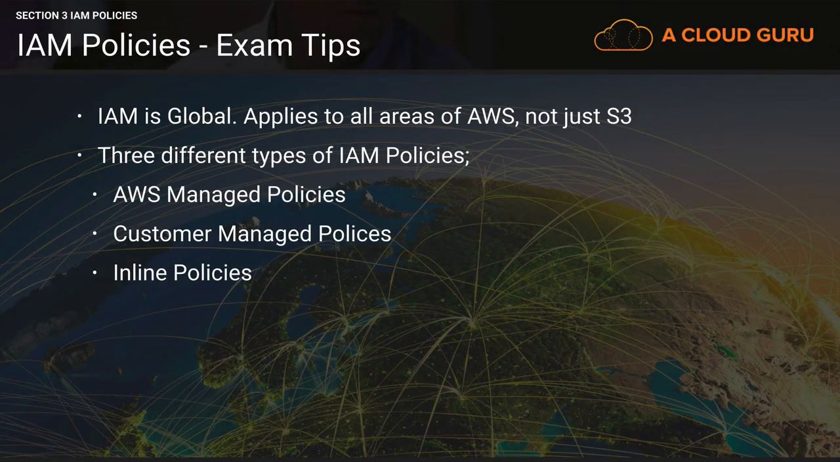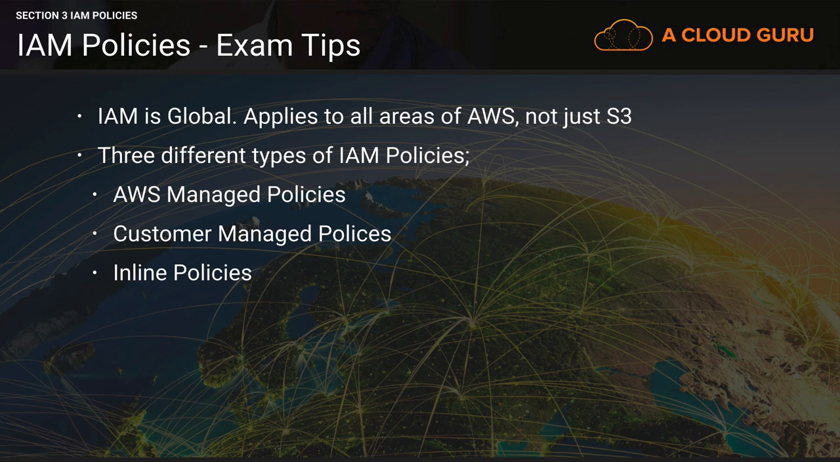So before we do that, just remember this going into your exam. IAM is global. It applies to all areas of AWS, not just S3. And we have 3 different types of IAM policies. We've got AWS managed policies, and these can apply across multiple AWS accounts. We then have customer managed policies. These are ones that you create and are account specific, but they can apply across multiple users, multiple groups, multiple roles, etc. We then have inline policies, and this is where you have a one-to-one relationship. So you might create a specific policy just for one user or one group, and then that way you know that it's only aligned to that one user and group. It's not being used elsewhere.